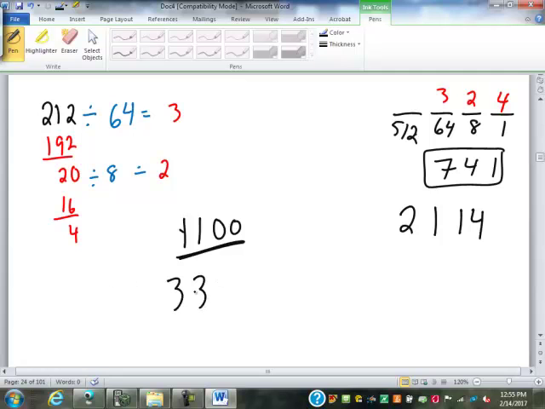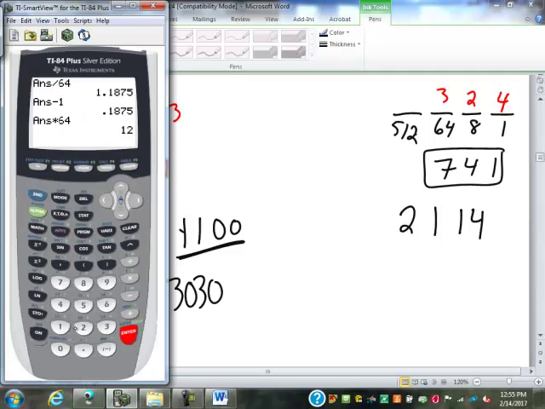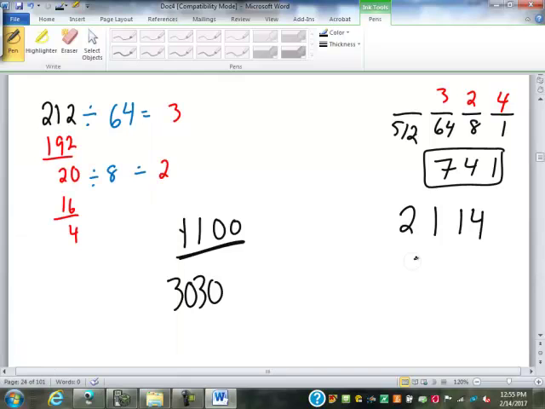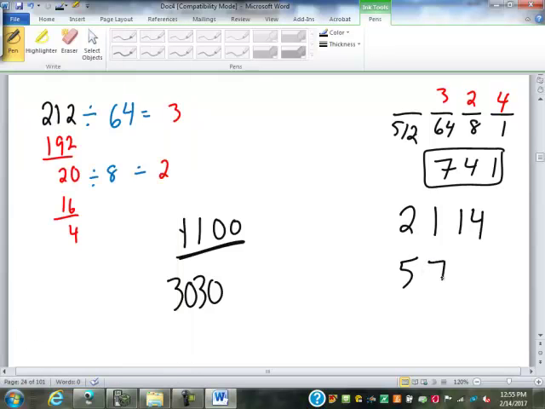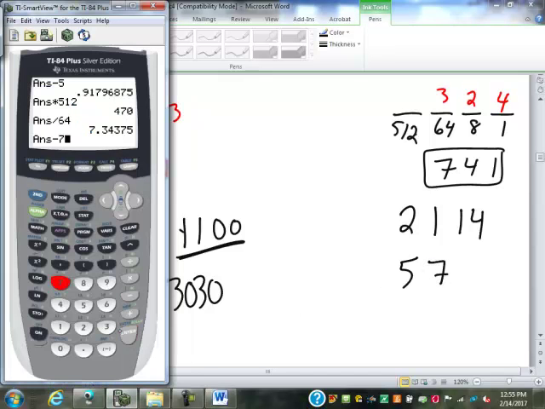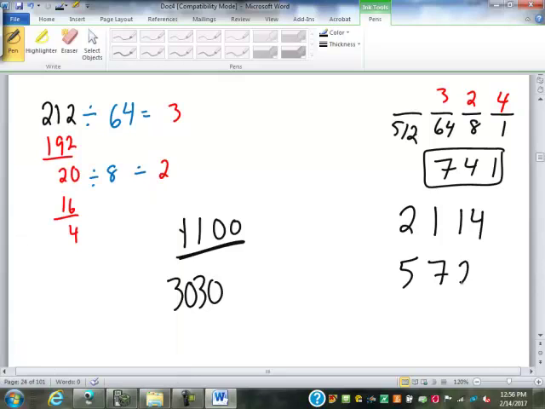And then the 3030, same thing. 3030, I'm going to divide by 512. I get 5. Subtract the 5, multiply back by 512. 470, so now I'm going to divide out 64. Is 7. Subtract the 7, multiply back by 64. 22, of course, 8 goes in there twice with 6 left over. So 5726, base 8.